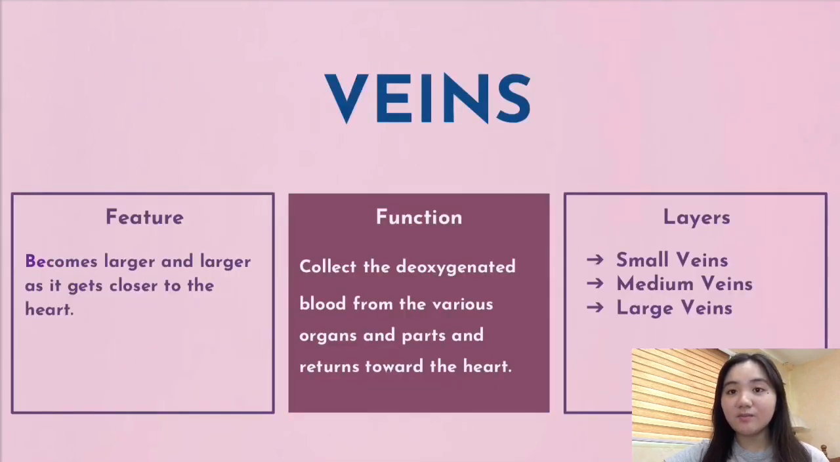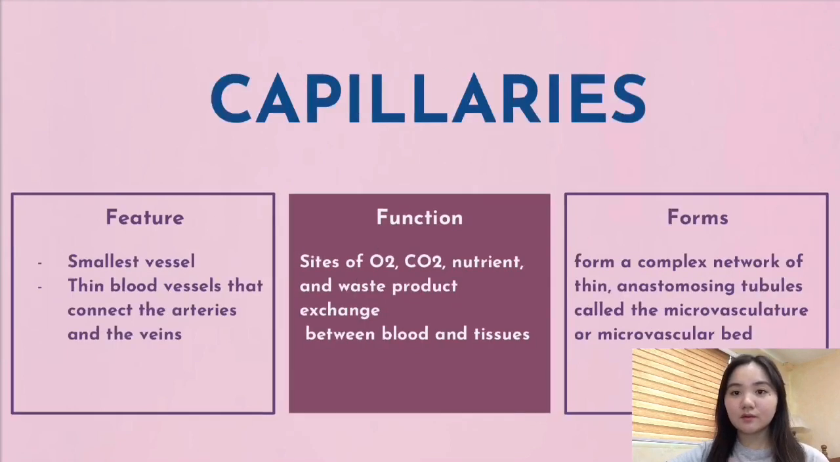The second type of blood vessels are veins. They are small branches that collect the blood from the organs of the body and return the blood back to the heart. They become larger and larger as they get closer to the heart. The largest veins are the inferior and superior vena cava. Veins can be further classified by size, namely small, medium, and large. The last type of blood vessels are the capillaries. They are the smallest vessels.